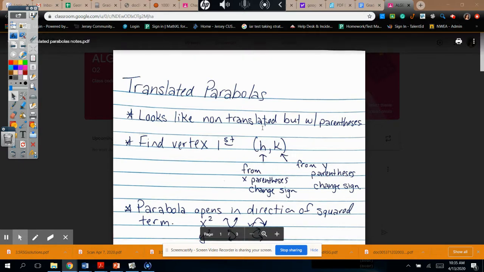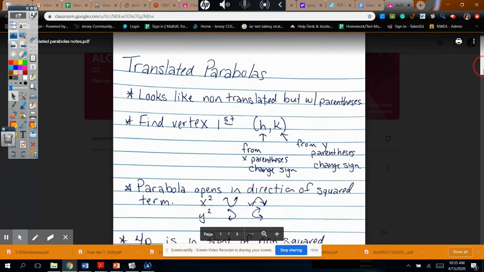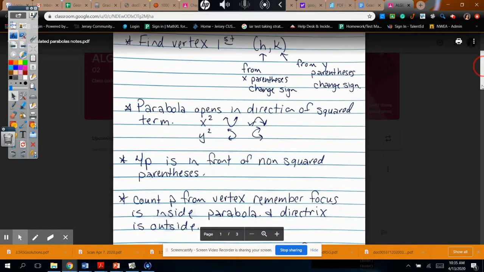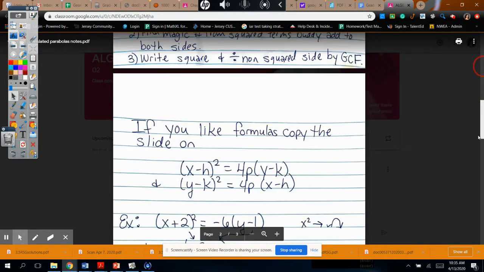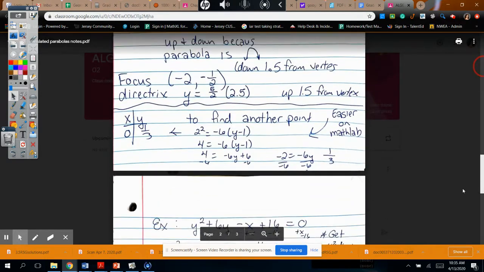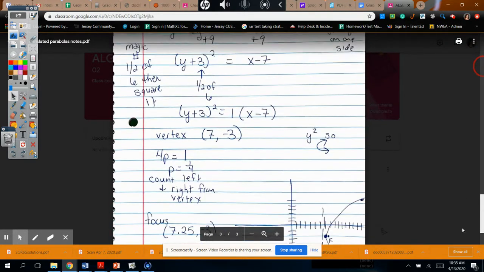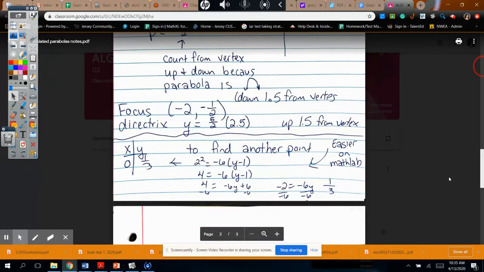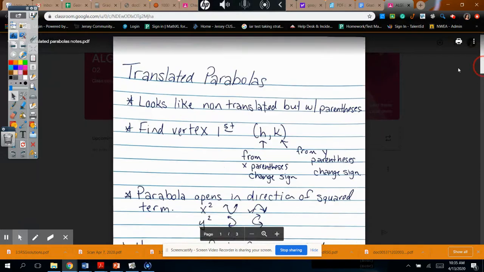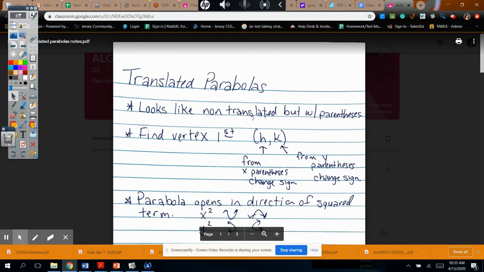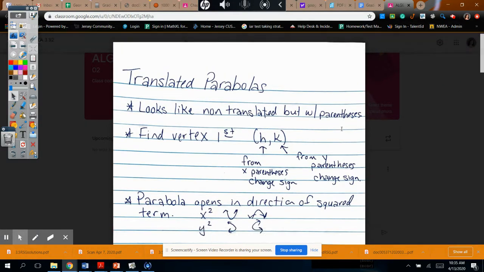So this might be a little later than I thought it was going to be, but we're going to talk about translated parabolas. Now, these are the notes I kind of made highlights for. You might want to go ahead and open up this document. I'm just going to talk to you about it a little bit, and then I'm going to do those example problems for you, but I already wrote them down so that you didn't have to write them. Okay, so first of all, it looks like non-translated, but there's going to be parentheses. And I'm going to show you what that looks like in 1 second.